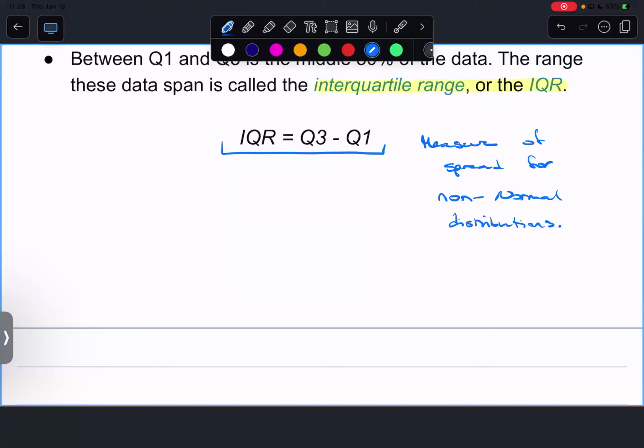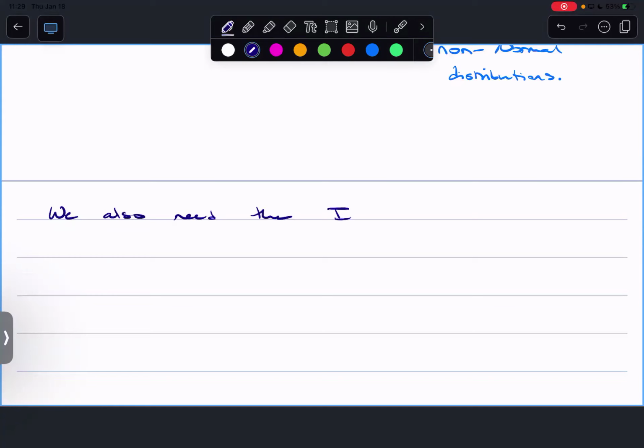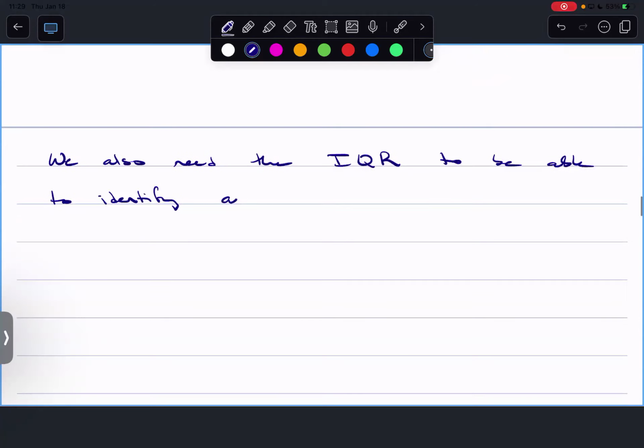But another reason we need the interquartile range is, like I said, to identify outliers. We also need the IQR. Oh, my R's aren't that nice. There we go. So we also need the interquartile range to be able to identify any outliers in our data set.